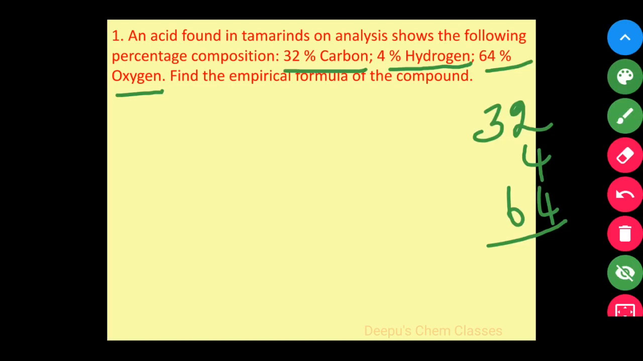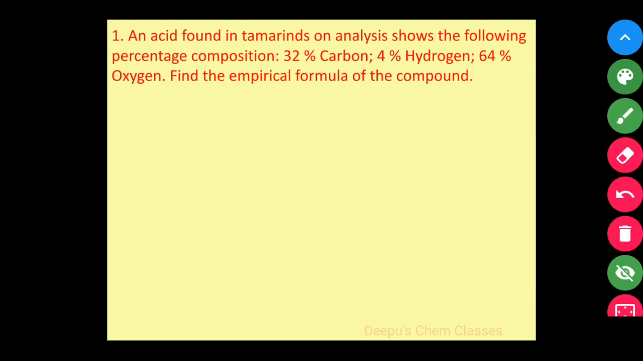So 4 plus 4 is 8, 8 plus 2 is 10, remainder 1, so 1 plus 3 is 4, 4 plus 6 is 10. So we get 100 gram of the compound if you add each percentage. Right. So from this elemental composition data, we have to find out the empirical formula. Right. So let us see the problem now.